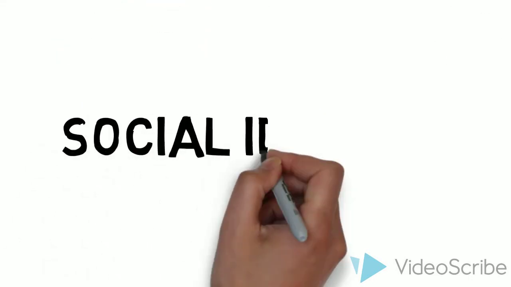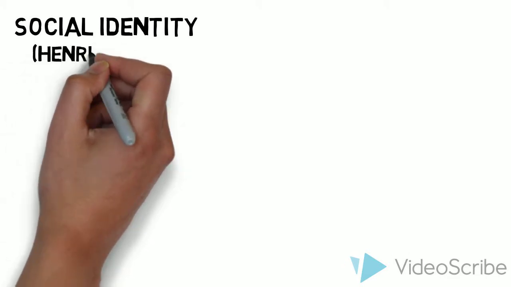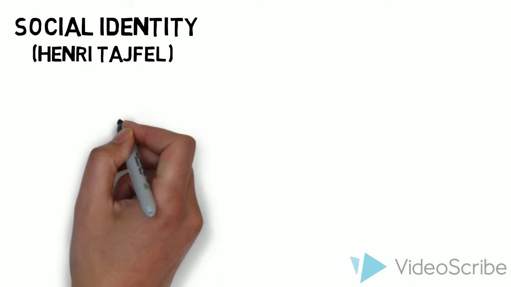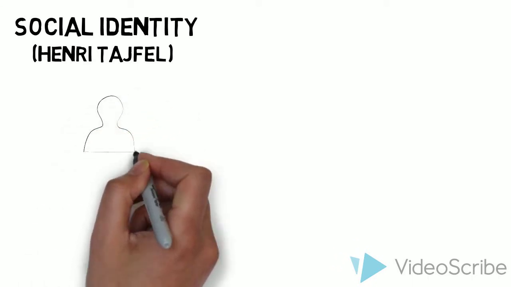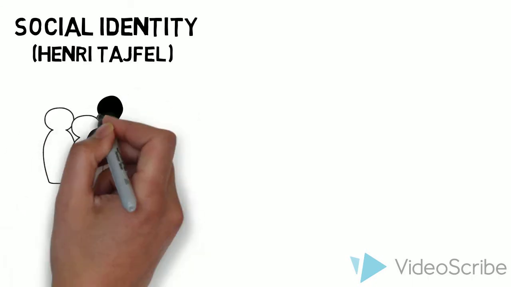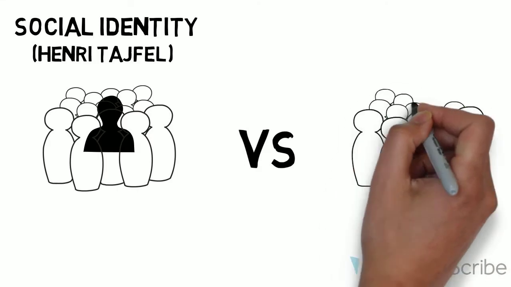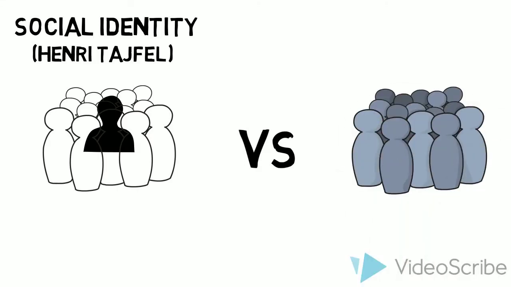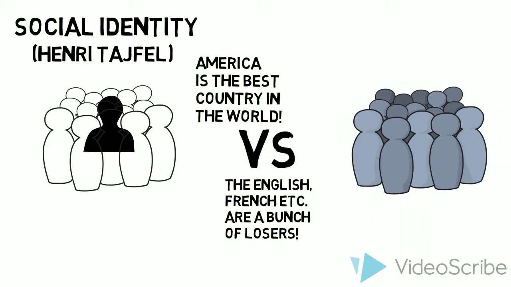Next, we move on to Polish psychologist Henri Tajfel. Tajfel formulated the concept of social identity as a way to explain in-group behavior. In order to increase our self-image, we enhance the status of the group to which we belong. We can also increase our self-image by discriminating and holding prejudiced views against the outgroup, which is the group we don't belong to. For example, America is the best country in the world.